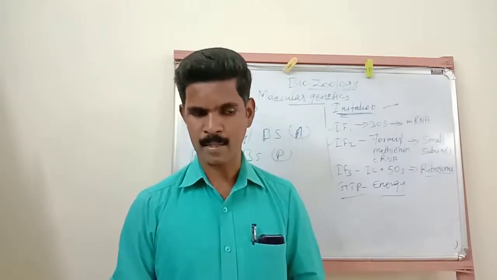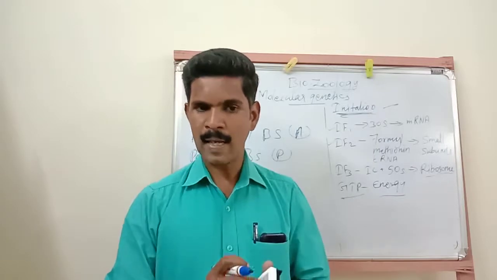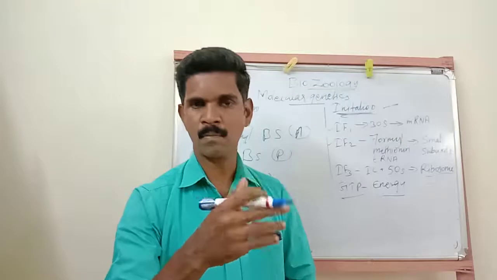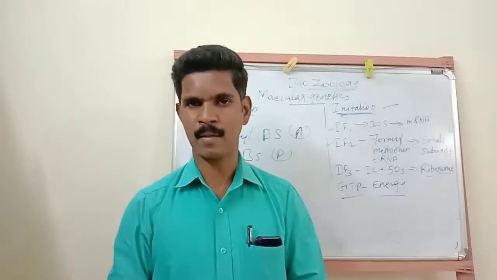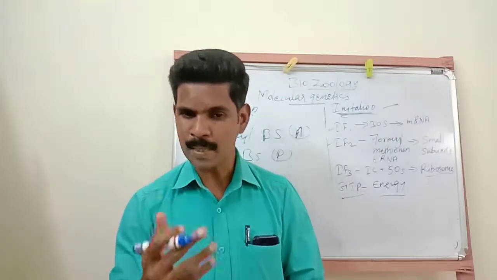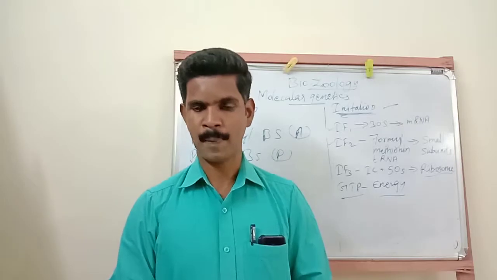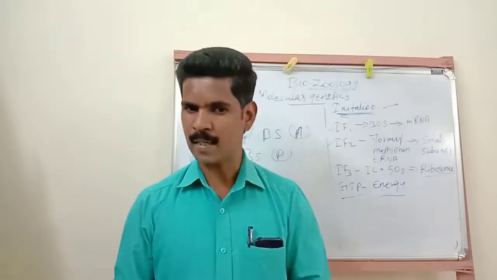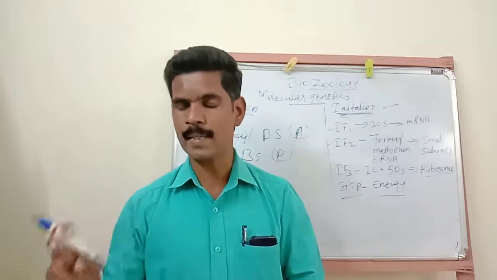Then the third step, for repeated elongation. So this elongation process should take place again and again. For this repeated elongation process, the tRNA attached at the P site should move to the E site.